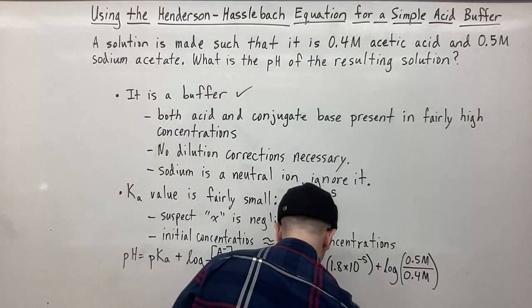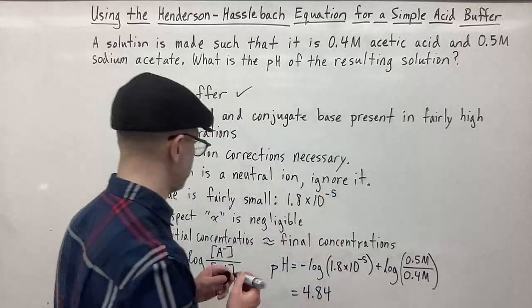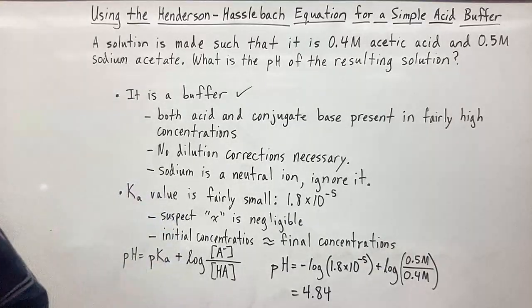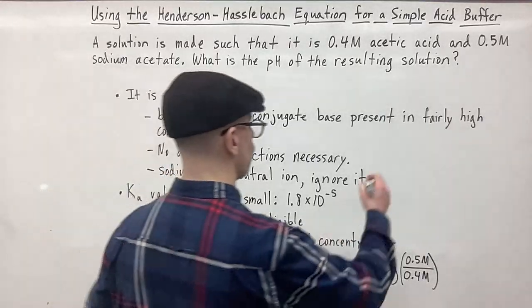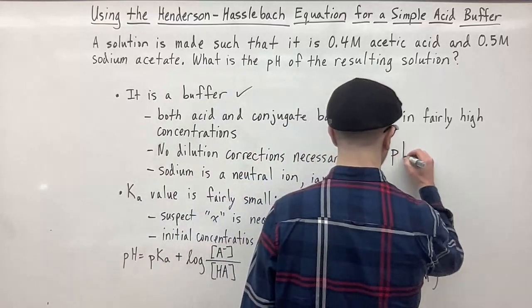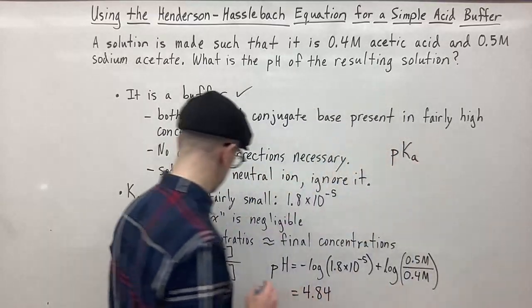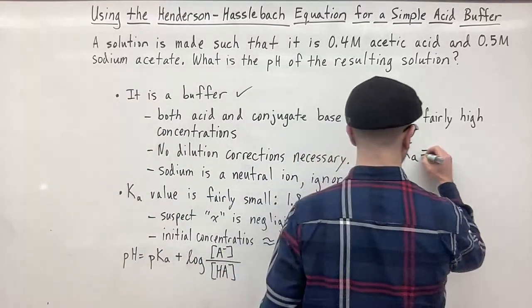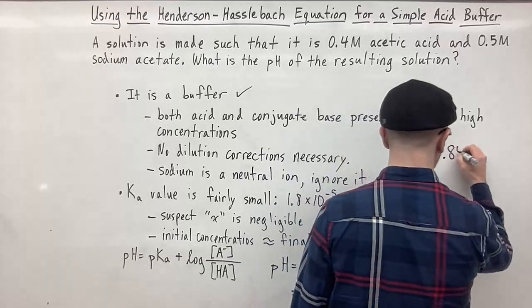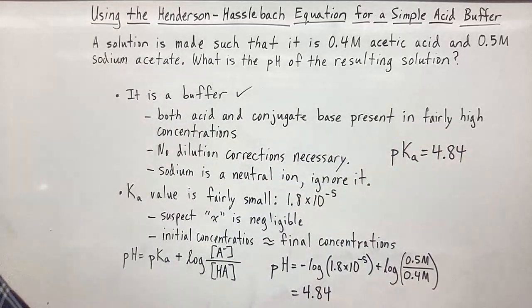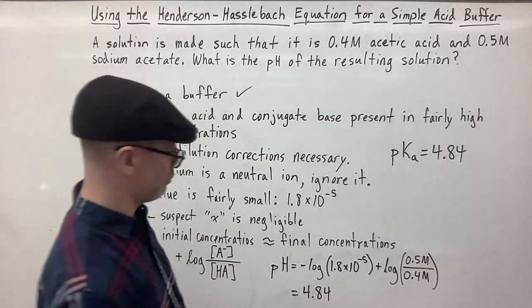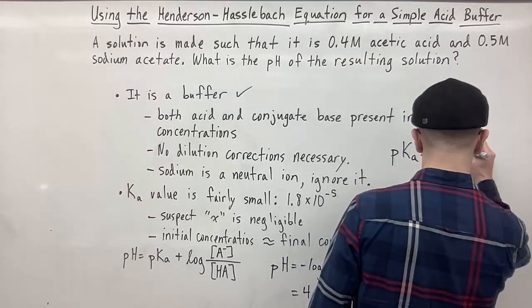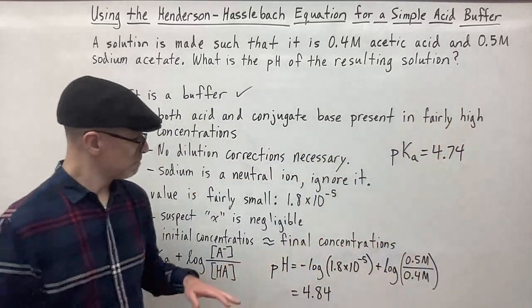When we calculate this out, we get 4.84 for the pH. The pKa for the acetic acid, the negative log of 1.8 times 10 to the negative 5, comes out to 4.74.